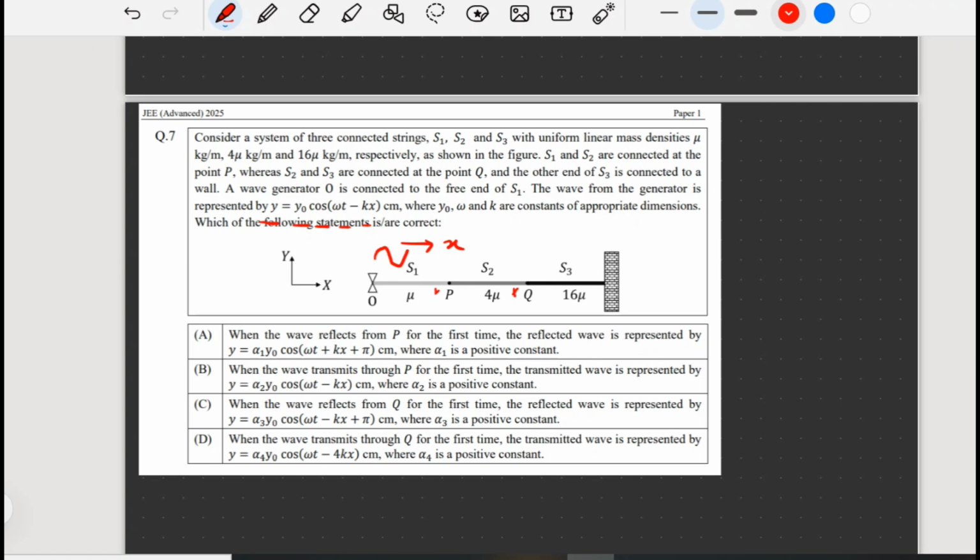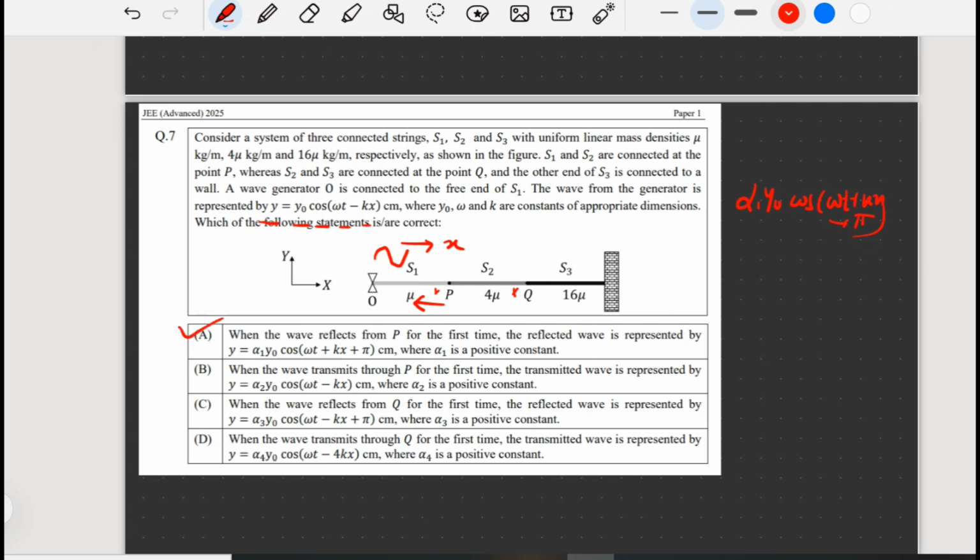When the wave reflects from P for the first time, the reflected wave is represented by this one. When the wave is reflected, the amplitude will change and the direction will change. The amplitude is α₁y₀, a different amplitude, and there will be a π phase difference. So the wave direction changes and a phase of π is added. So this is the correct answer, the first one. The second one we will examine.